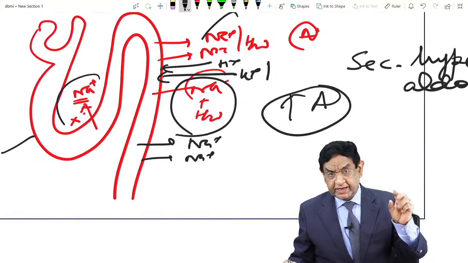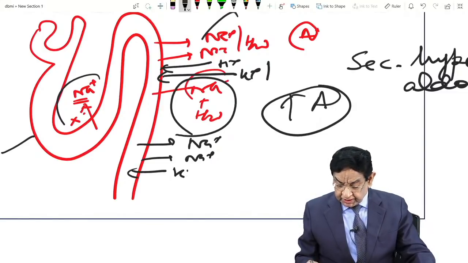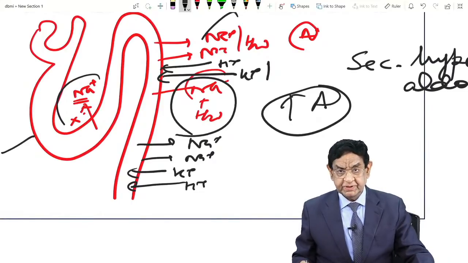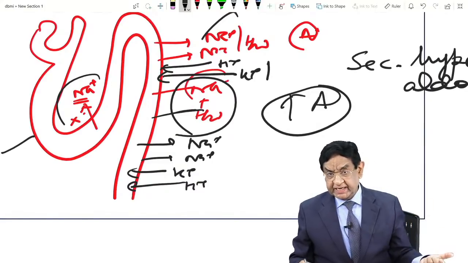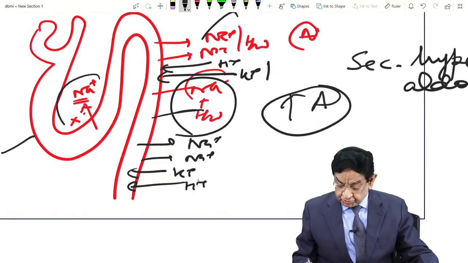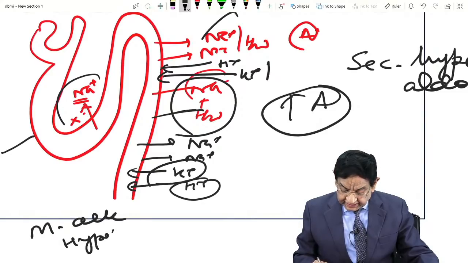But don't forget, 2 extra sodium have come in, so the body has to throw out extra H ion and extra potassium. So sodium has come in with water, but double H ion and double potassium have gone out. So due to loss of H ion, it will lead to metabolic alkalosis. Potassium goes out, that leads to hypokalemia.